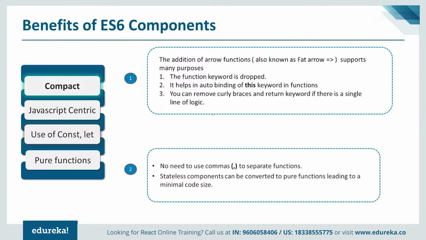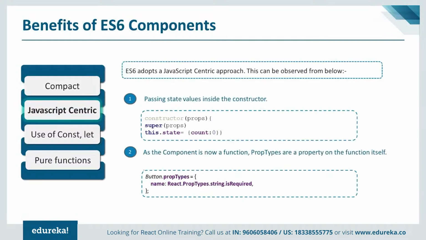Then there is the use of the const and let keywords, which I'll talk about a little later. And ES6 components use pure functions, so there is no need for commas to separate the functions. And now the stateless components can be converted to pure functions, leading to a minimal code size. More specifically, ES6 adopts a JavaScript centric approach. Now we are passing the state values inside the constructor. So this is more of a JavaScript approach and not the API approach, which we used to do in ES5.